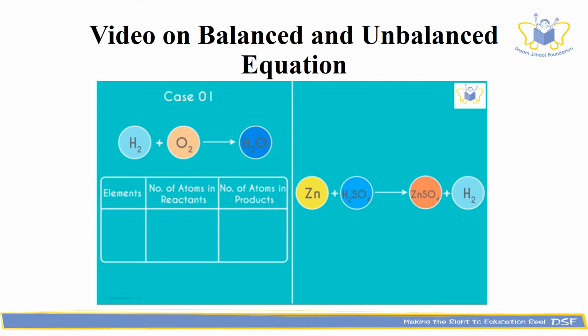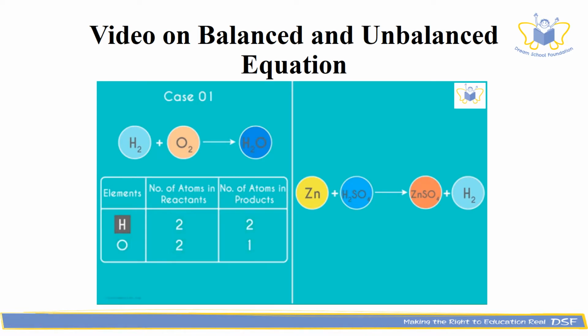Which are the elements involved in the first equation? Just two elements. So we write H and O in the first column. Now for each of these elements, we need to find the number of atoms on the reactants side. The number of atoms of hydrogen is 2 and the number of atoms of oxygen is also 2. Now we move to the right hand side, which has the product. How many atoms of hydrogen exist in the product? 2, that's right. And how many atoms of oxygen? Just 1.